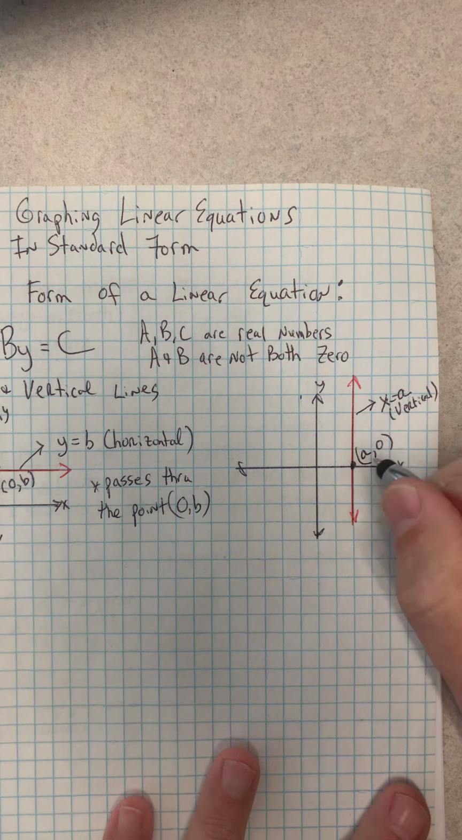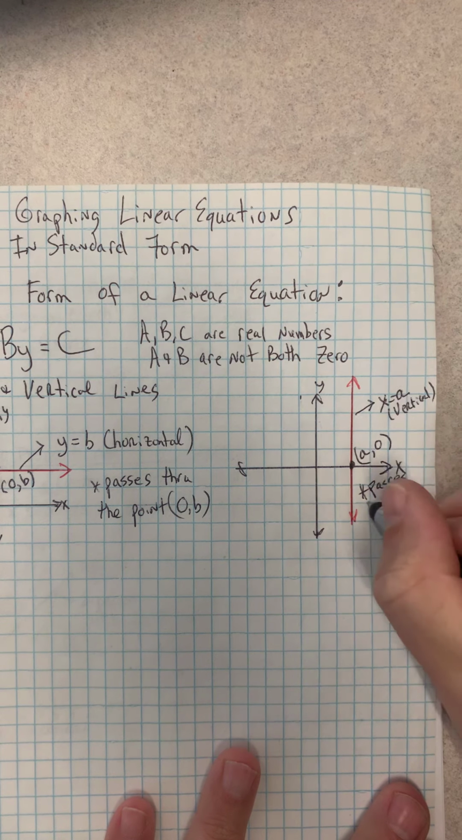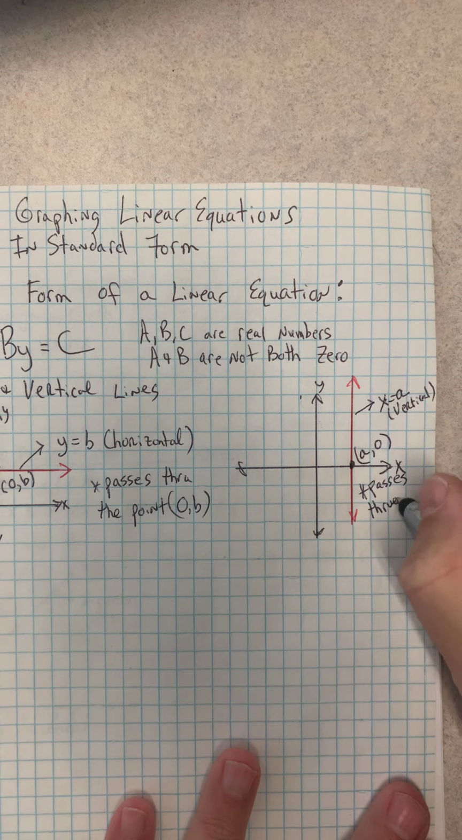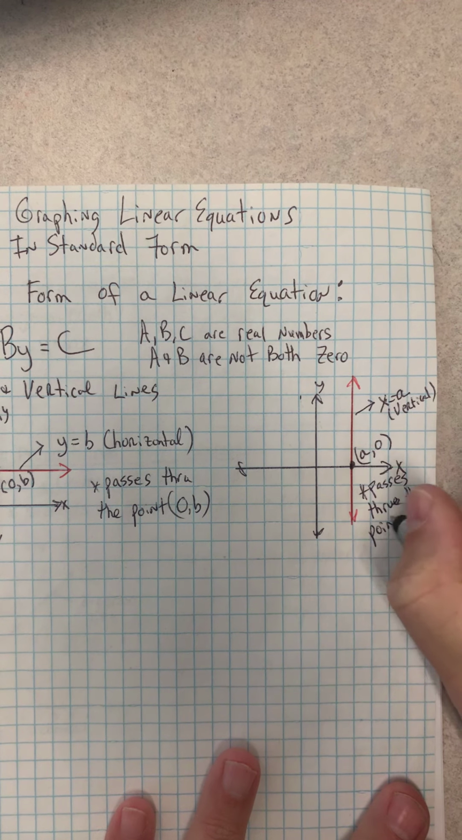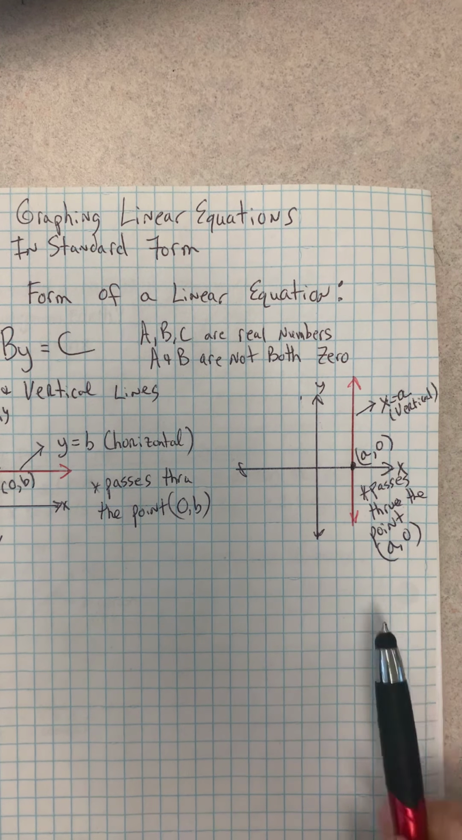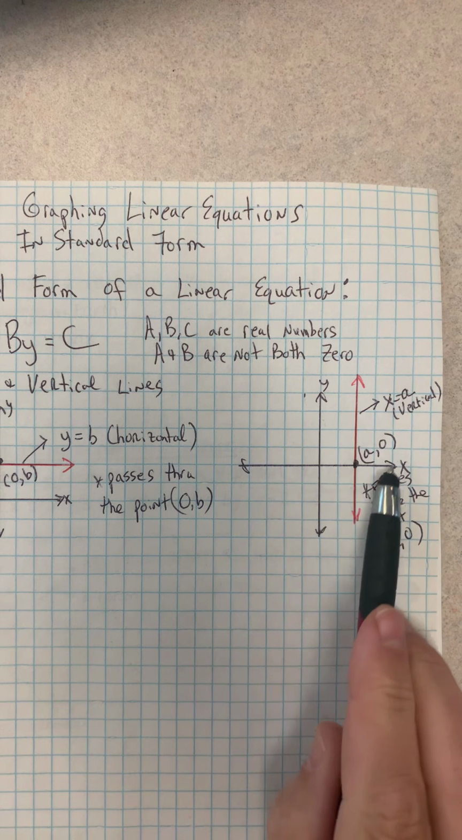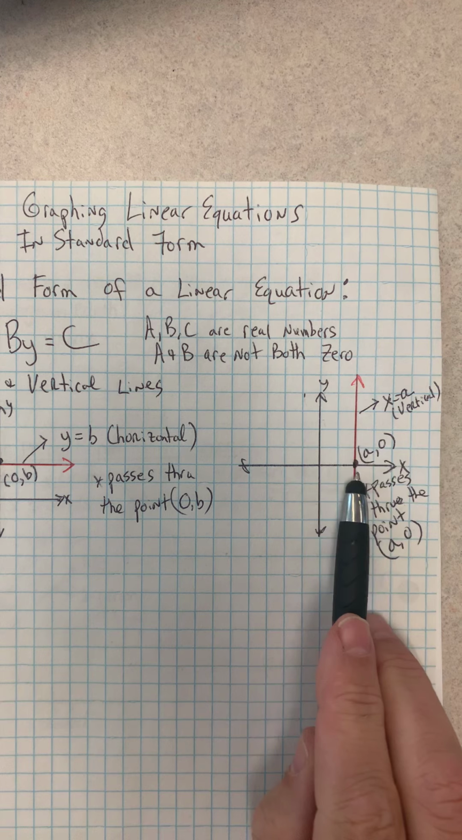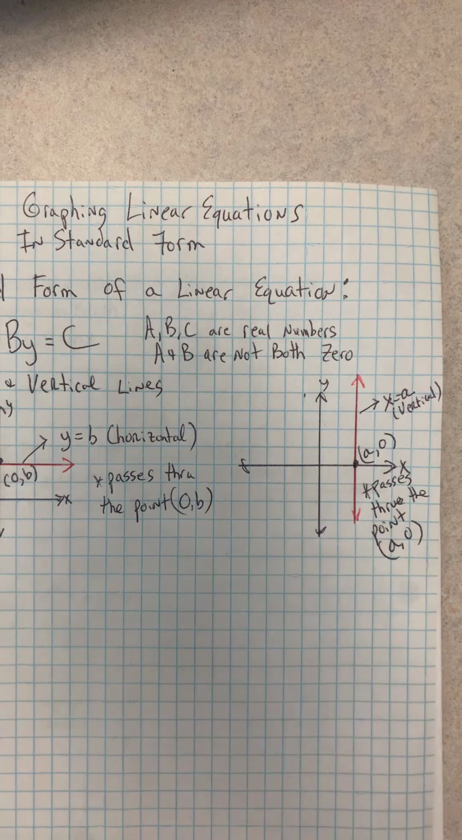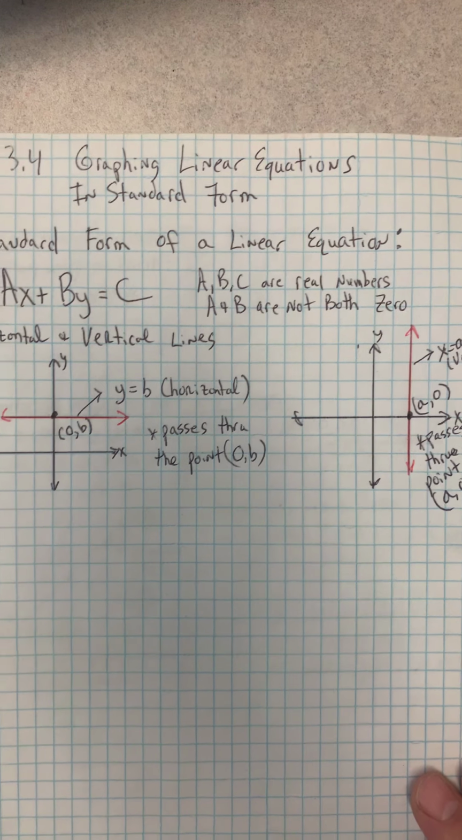Vertical line. This passes through the point A, 0. Doesn't matter where this vertical line crosses the x-axis, your y will always be 0. It is going to tell you where the line crosses the x-axis if your y is 0. That's the idea and the basis behind using standard form.